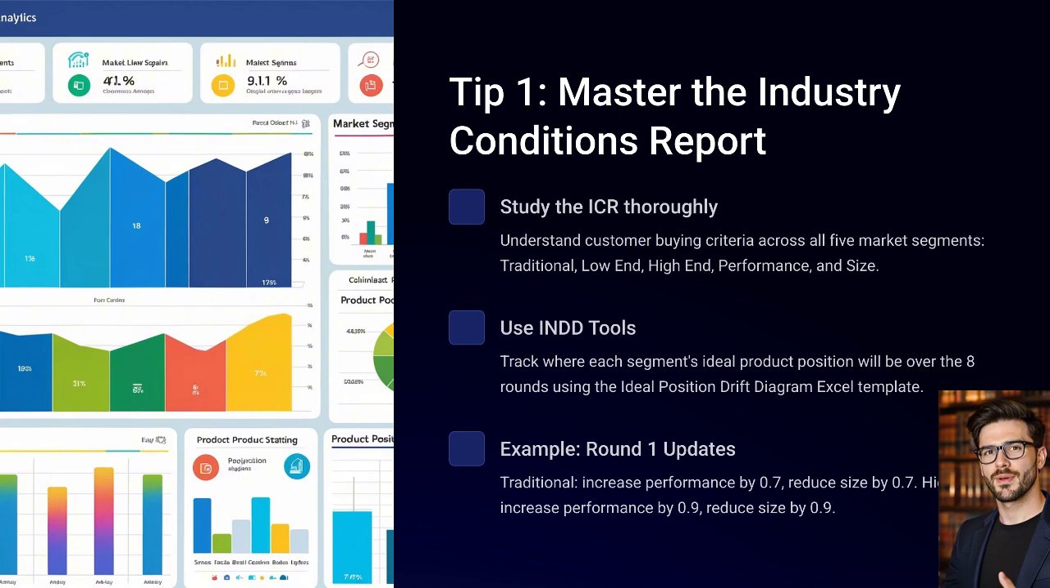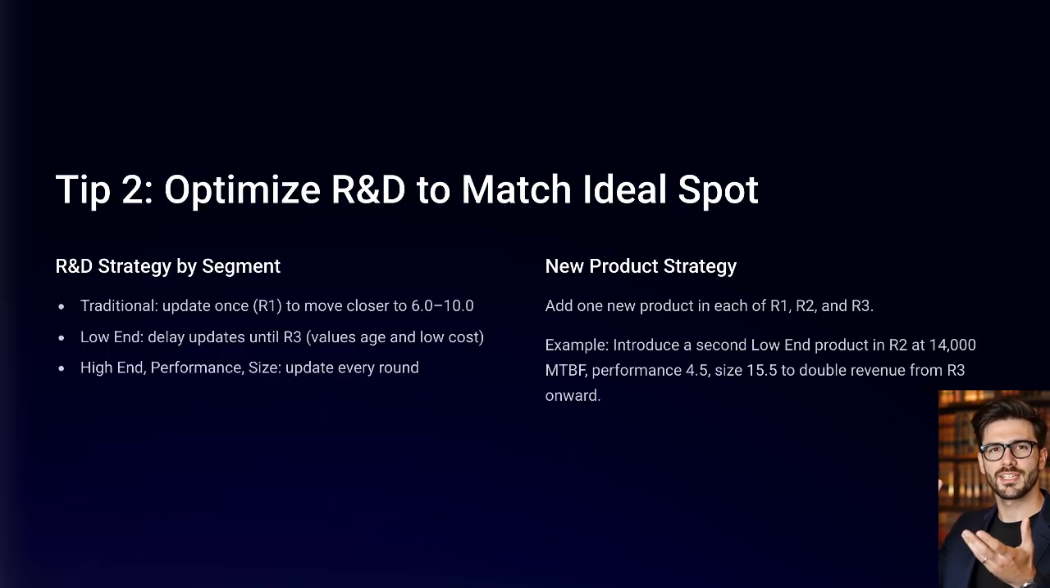Tip 2. Optimize R&D to match the ideal spot. Let's now apply that understanding to your R&D, research and development decisions. In R1, we typically begin with 5 products, each catering to one of the segments. Your job in R&D is to move those products closer to the ideal position, based on segment expectations for performance and size.